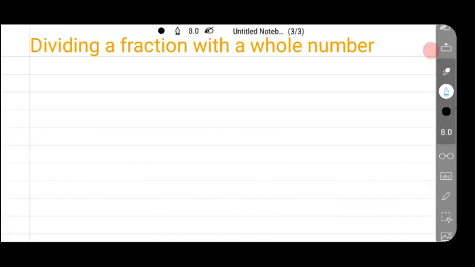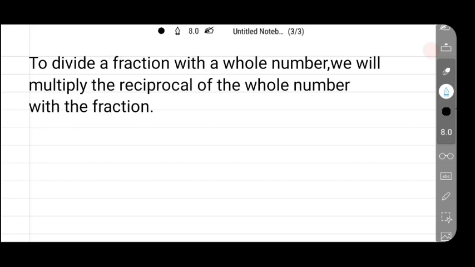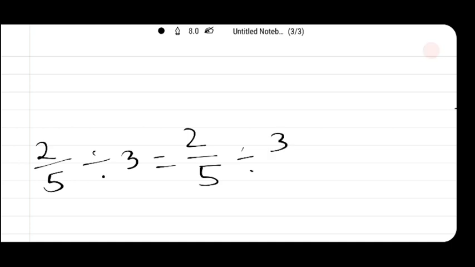Next, dividing a fraction with a whole number. To divide a fraction with a whole number, we will multiply the reciprocal of the whole number with the fraction. Let us take an example. 2 upon 5 divided by 3. So here, 2 upon 5 divided by 3 means 3 upon 1. Here 1 is the denominator. So we have to find the reciprocal of 3 upon 1.